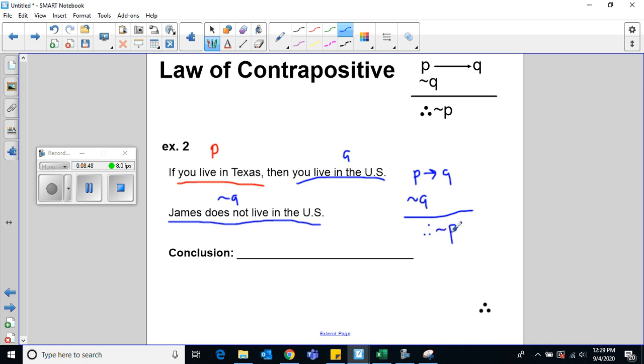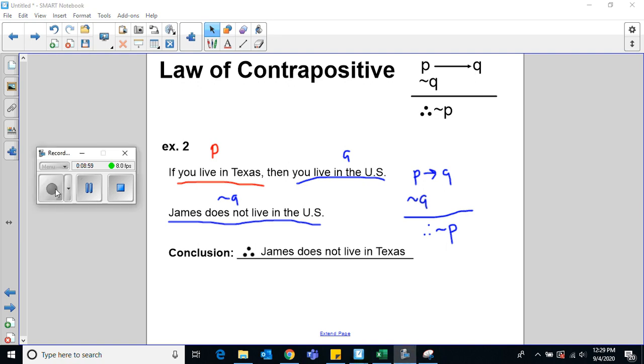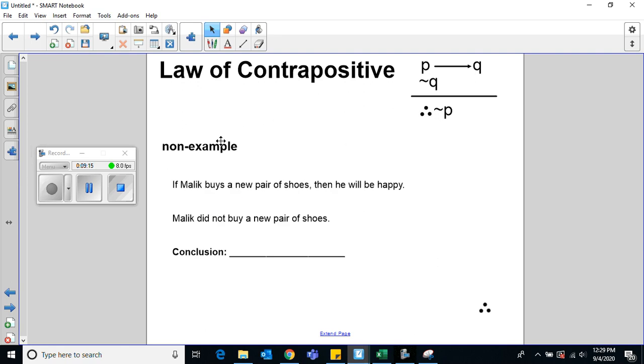Okay, so then we can actually write that out. So we know it's therefore, and what's the opposite of P? You do not live in Texas, or in this case, James does not live in Texas. So again, we have James does not live in Texas. And see, we're just matching the laws exactly. So you memorize the patterns of the law, and then you have them done exactly. All right, so now we have the law of contrapositive. Now we're going to do the non-example, just so you can see what I mean.